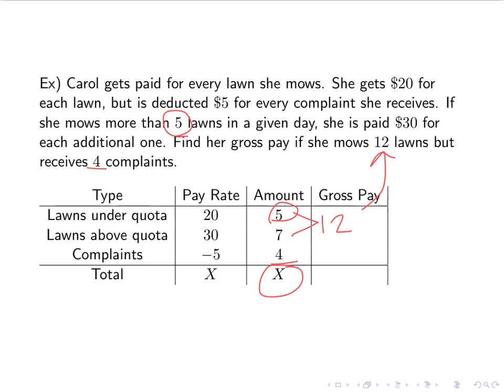And then again, the gross pay, we're going to multiply the pay rate by the amount. So we get $100 for the lawns under quota, $210 for the lawns above quota, negative $20 for the 4 complaints. And that gives a total of $290.